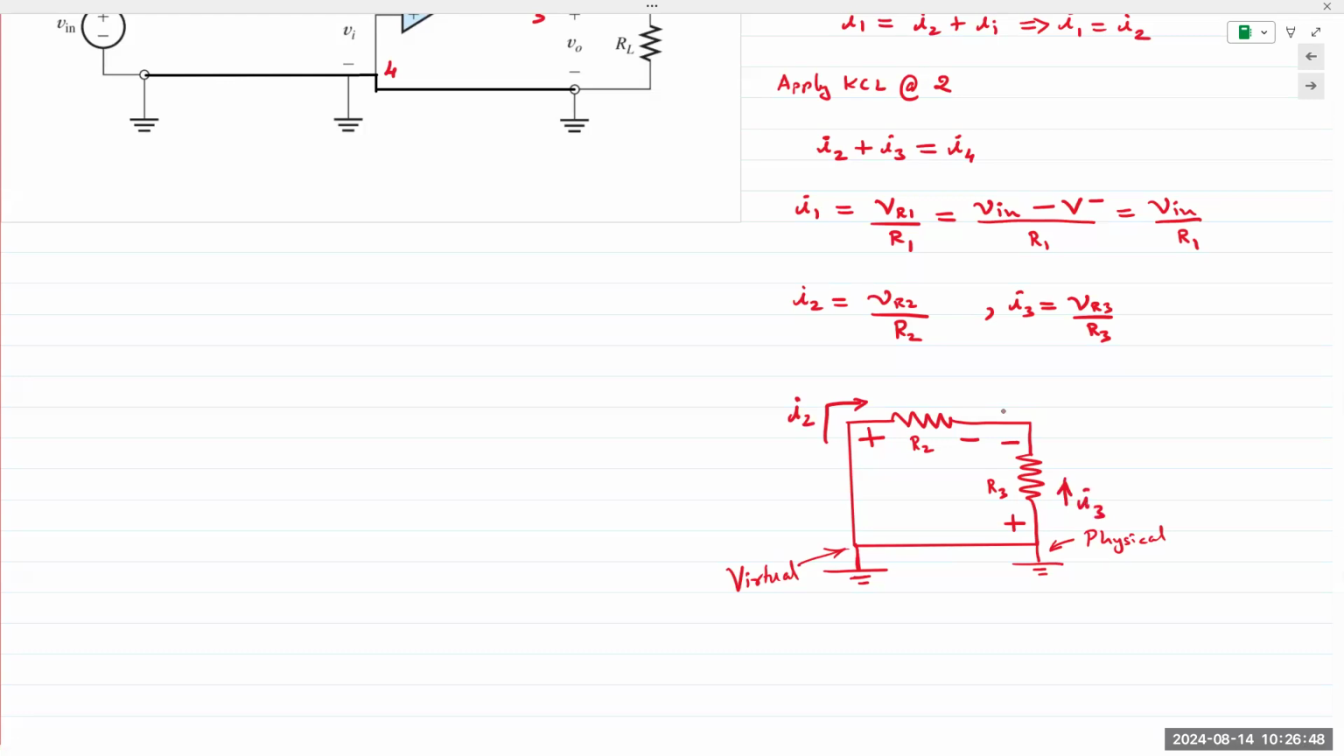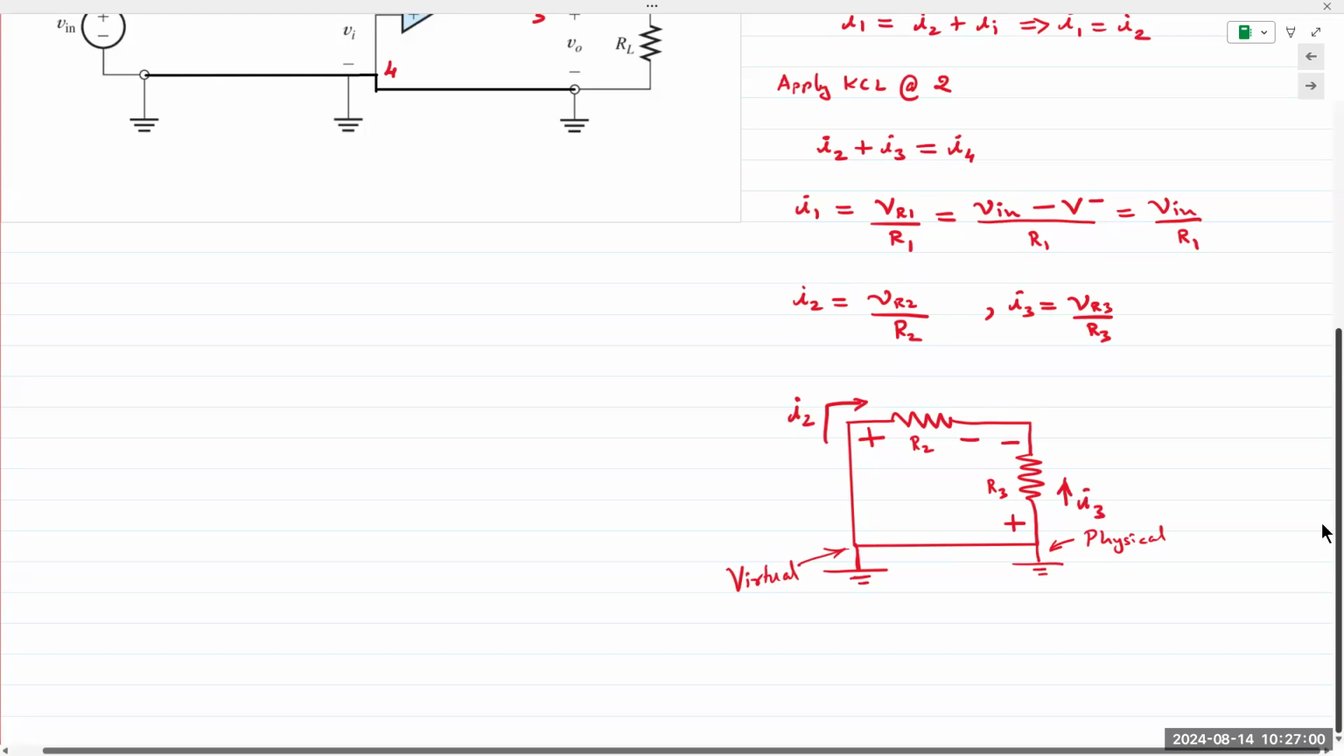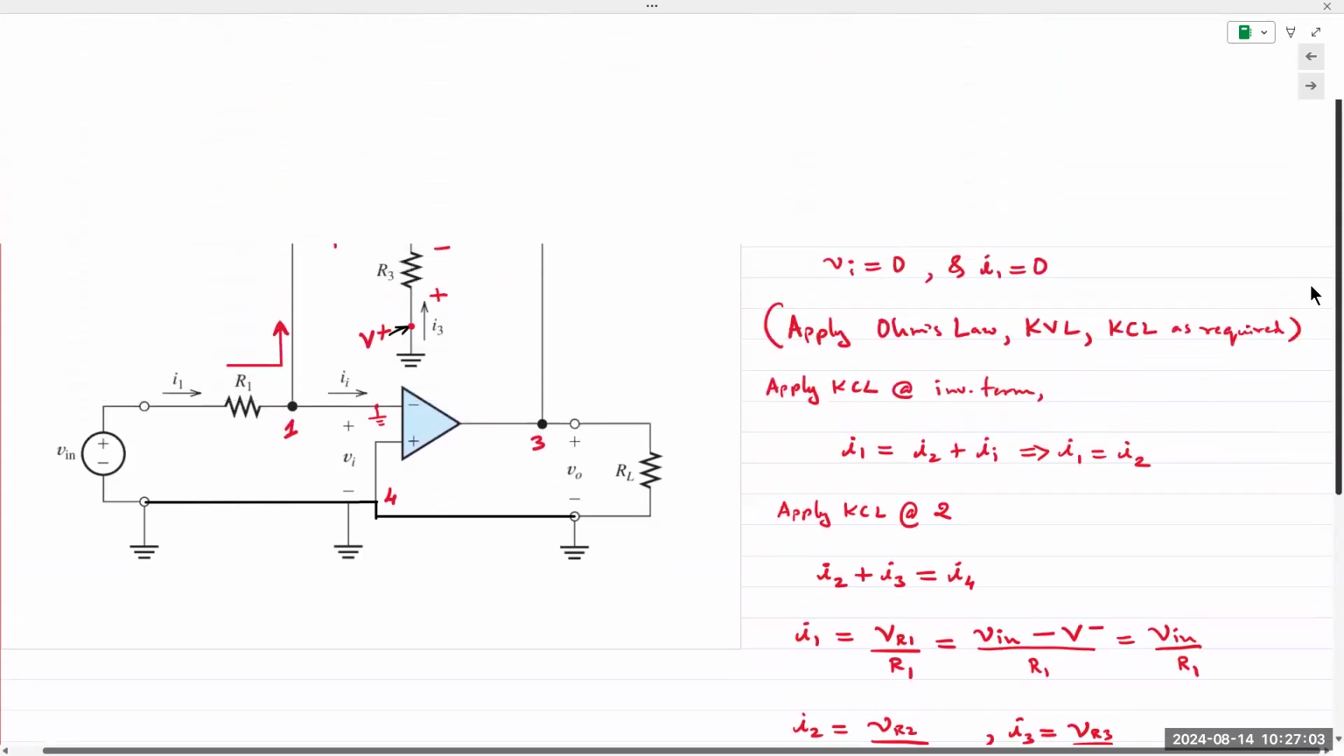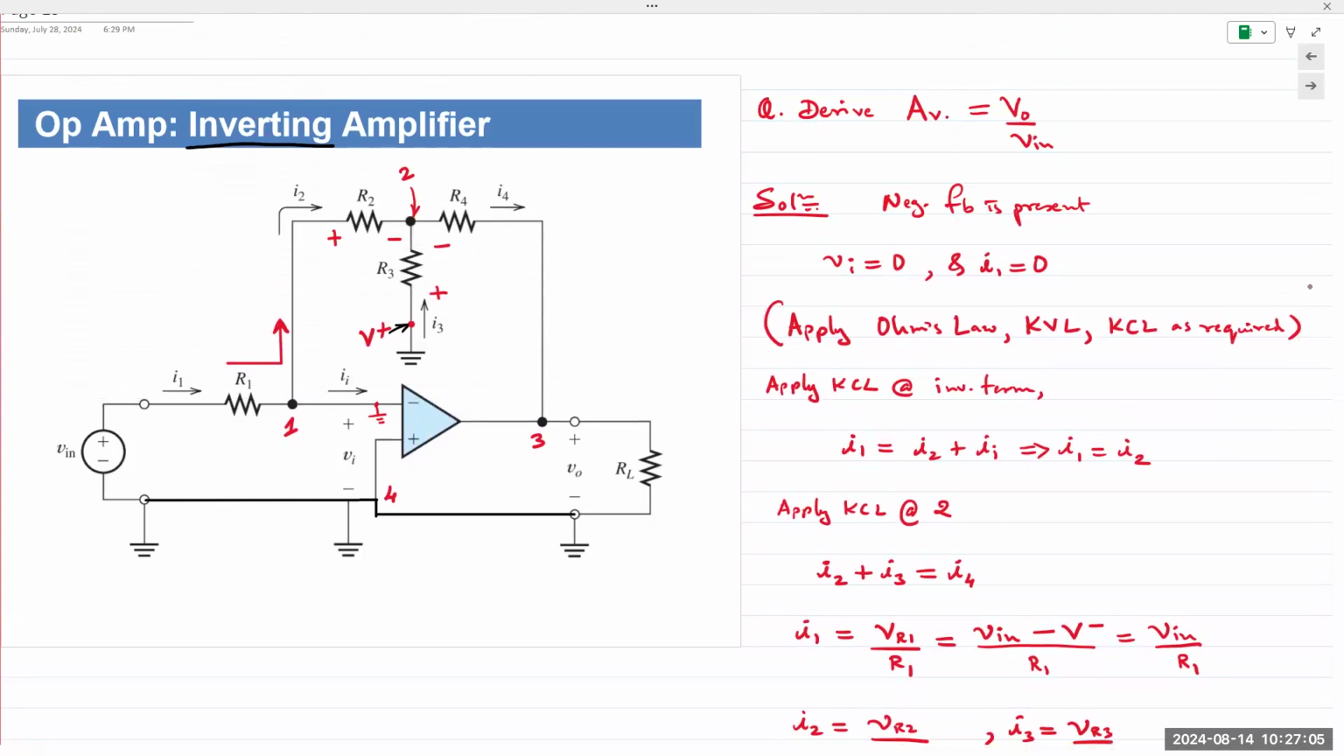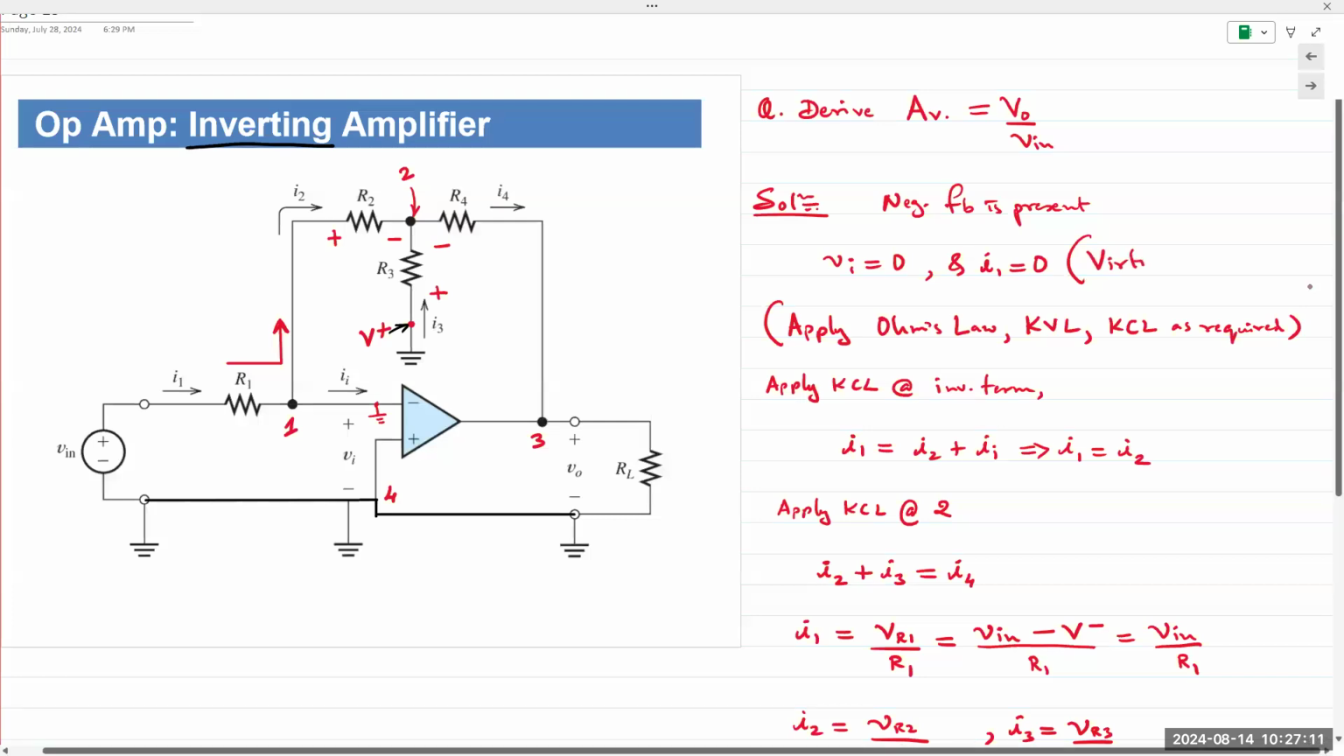Okay. So far, so good. The virtual ground. Yeah, so this is the virtual ground concept in the op-amp.